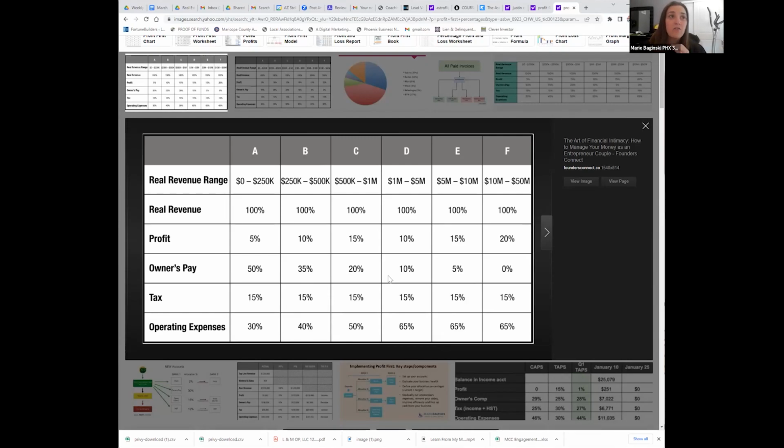So again, Jake and I specifically, we do 50% operating expenses, 15% taxes, 5% profit, and only 30% for our owner's compensation. So it's kind of this little mixture, but it all adds up to 100.